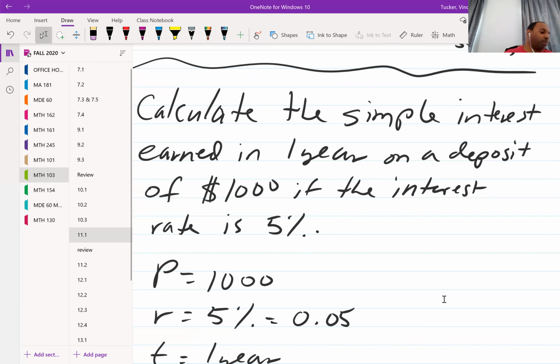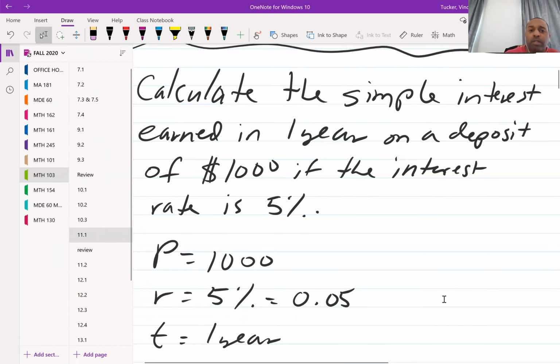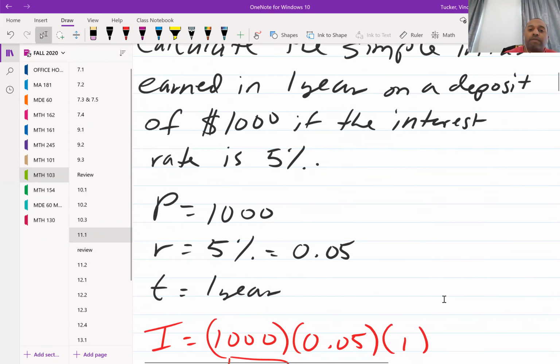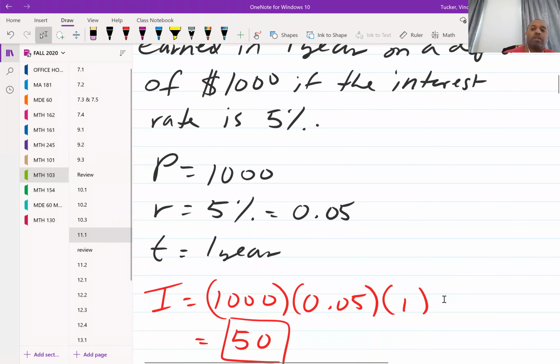So whenever you have any type of word problem, I always suggest that you write down the given pieces of information first. So P is our deposit of $1,000. Your rate is 5%. Time is 1 year. And you want to know how much interest is earned in 1 year off that $1,000 at a 5% interest rate. Multiply 1,000 times 0.05 times 1.